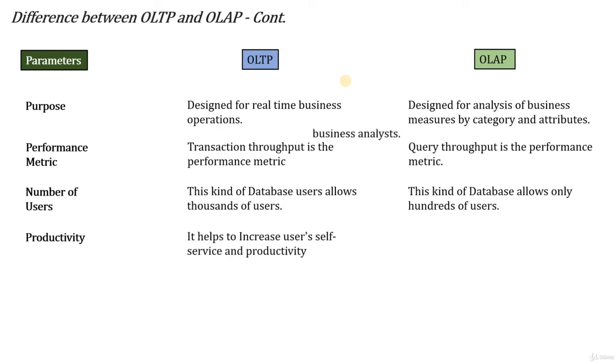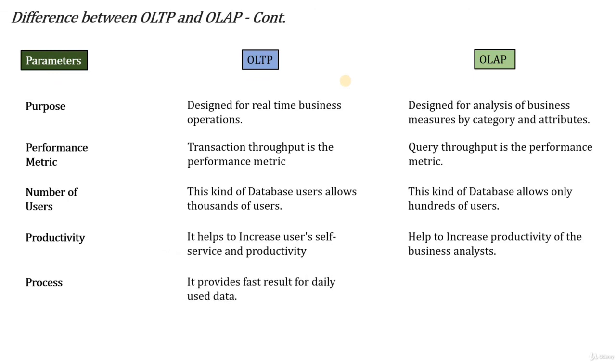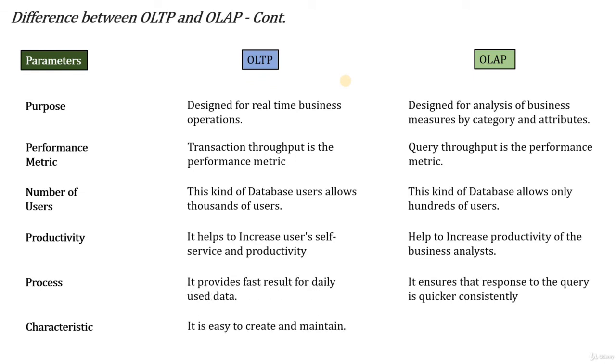The next parameter is productivity. In the case of OLTP, it helps to increase users' self-service and productivity, and in the case of OLAP, it helps to increase the productivity of the business analyst. In terms of process, what is the difference between OLTP and OLAP? OLTP provides fast results for daily data, but OLAP ensures that the response to the query is consistently quicker. What is the next parameter? Characteristics. It is easy to create and maintain in the case of OLTP, but OLAP lets the user create a view with the help of a spreadsheet.